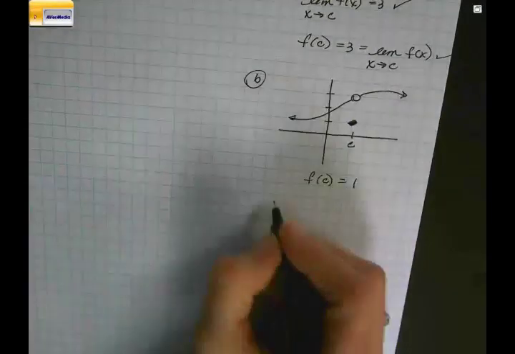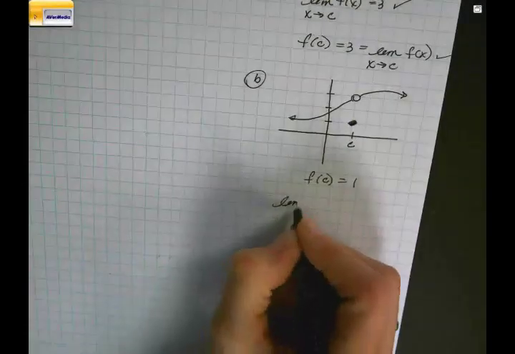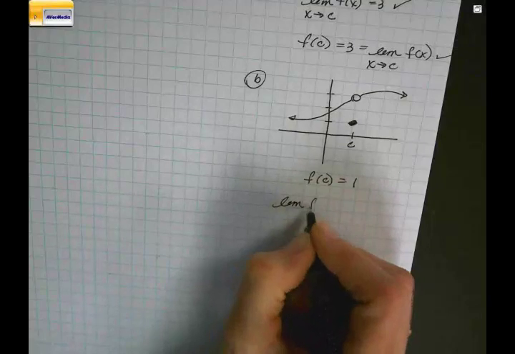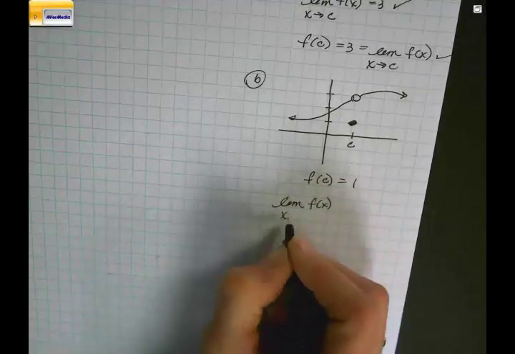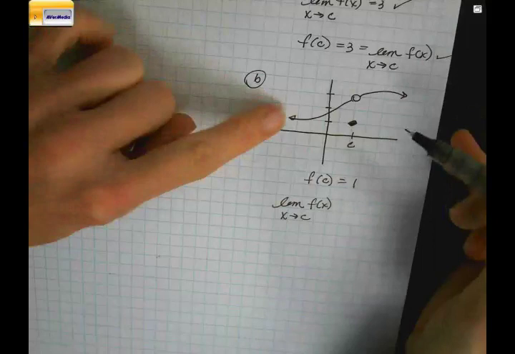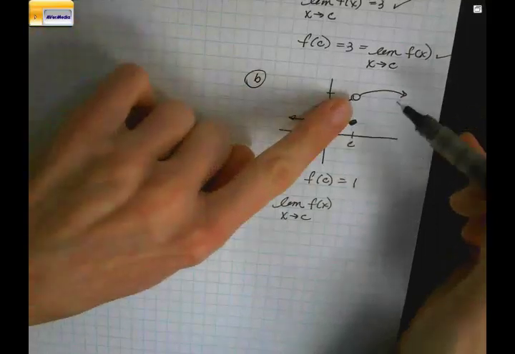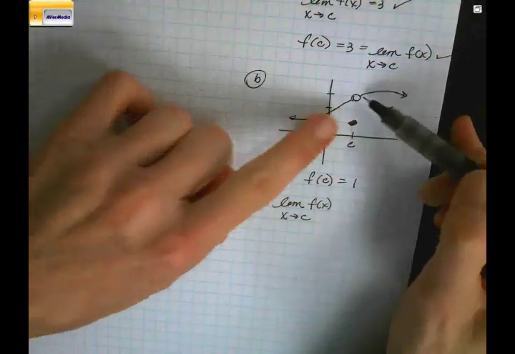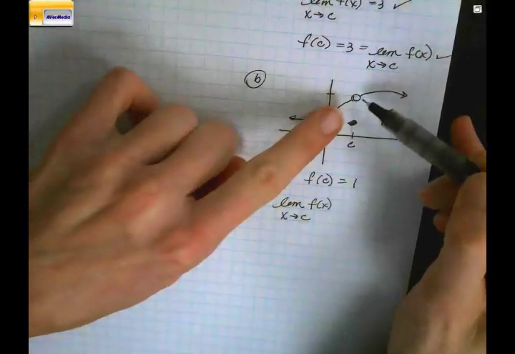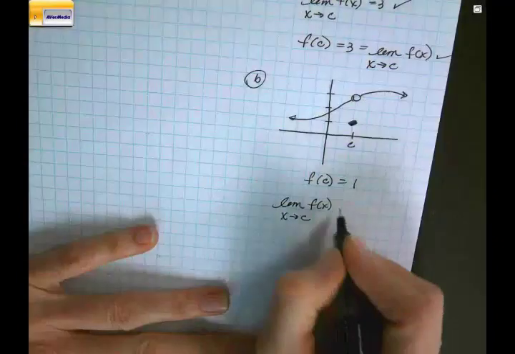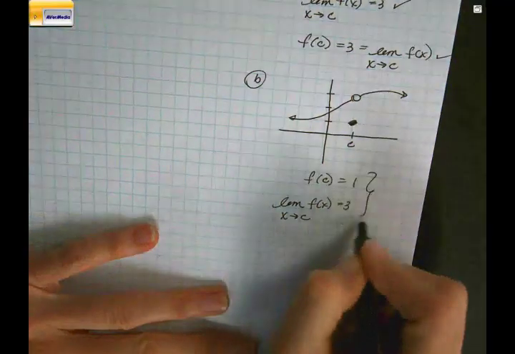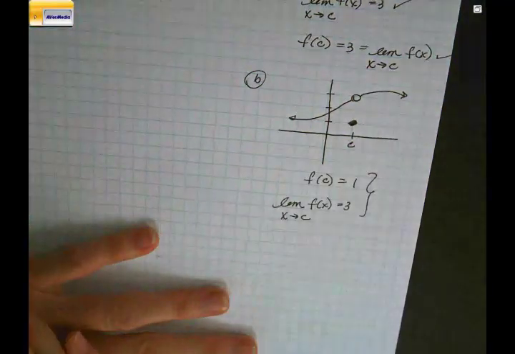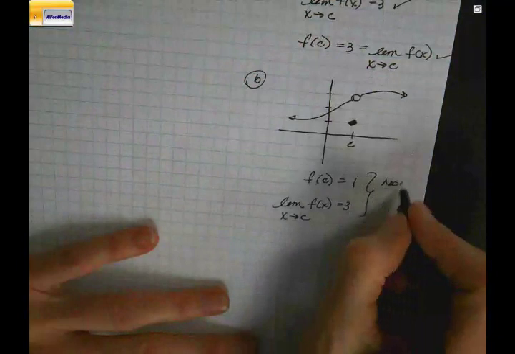Now, not talking about the function, but talking about the limit. What is the limit of the function as x is approaching c? This is where you're coming in from the left and the height is 3. You're coming in from the right and the height is 3. And so the limit equals the height of the graph at the hole, which is 3. Are these guys the same? No. So this is not continuous.